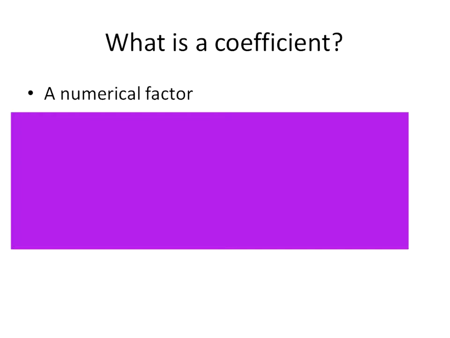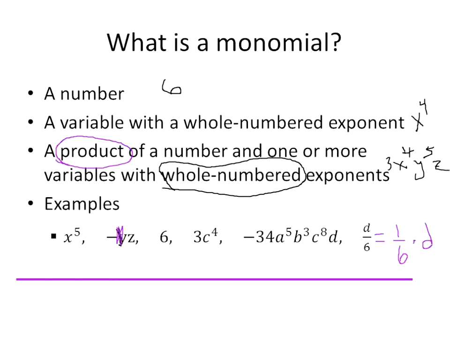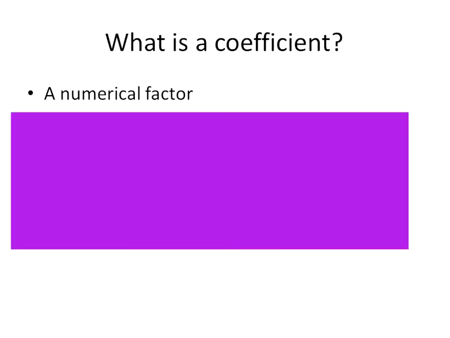So what is a coefficient? It says a coefficient is a numerical factor. And that goes back to what we just talked about. Remember, we have the example back here of 3c to the 4th. I'm going to write that down here. 3c to the 4th. This is a numerical factor. That means a factor that's a number. Because this is 3 times c to the 4th.